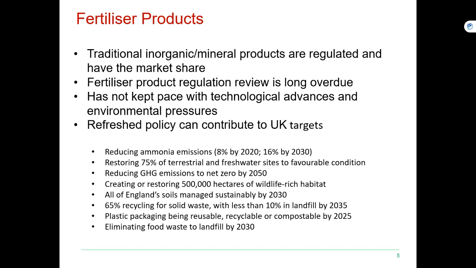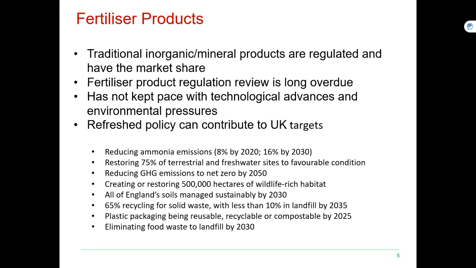So at the moment, it's mainly the traditional inorganic mineral products that are regulated, and these really have the market share. So fertiliser product regulation review is really quite long overdue. It's not really kept pace at all with technological advances, nor with environmental pressures. And we're very aware at the moment, particularly leaving the EU, that refreshed policy can contribute to some of our quite pressing UK targets. So I've just listed some of those there.